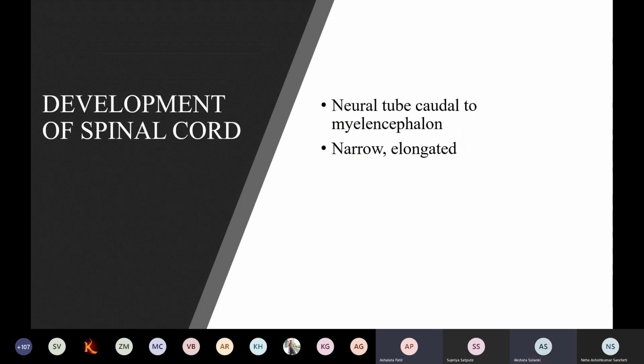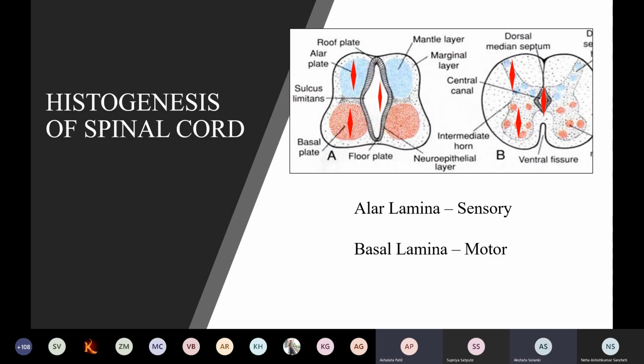Now coming to the development of the spinal cord. In short, we will see development of all the parts. So the spinal cord develops from the part of the neural tube caudal to the fourth somite. So that is caudal to the myelencephalon. This part of the neural tube remains narrow and elongated. The cavity of this caudal part of the neural tube, what does it form in the spinal cord? It forms the central canal.